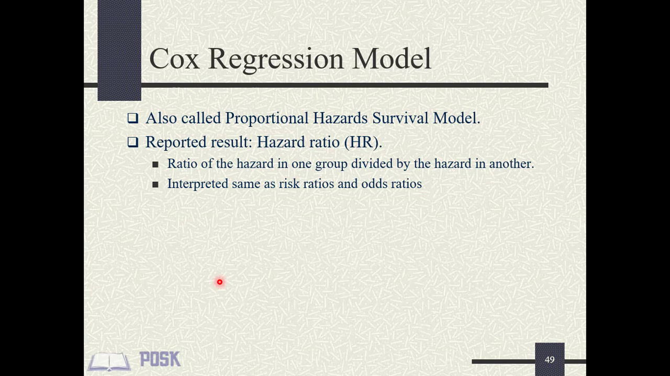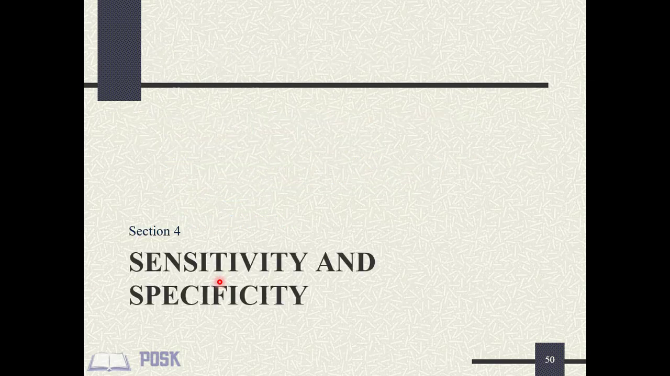The result of the analysis is reported as hazard ratios, which are interpreted in a similar fashion to relative risks and odds ratios. A hazard ratio of 1 means there's no effect. A hazard ratio greater than 1 means there is an increased risk, and a hazard ratio less than 1 means there is a decreased risk. In this section, we shall be looking at sensitivity and specificity, which are the 4th objective of the lecture.